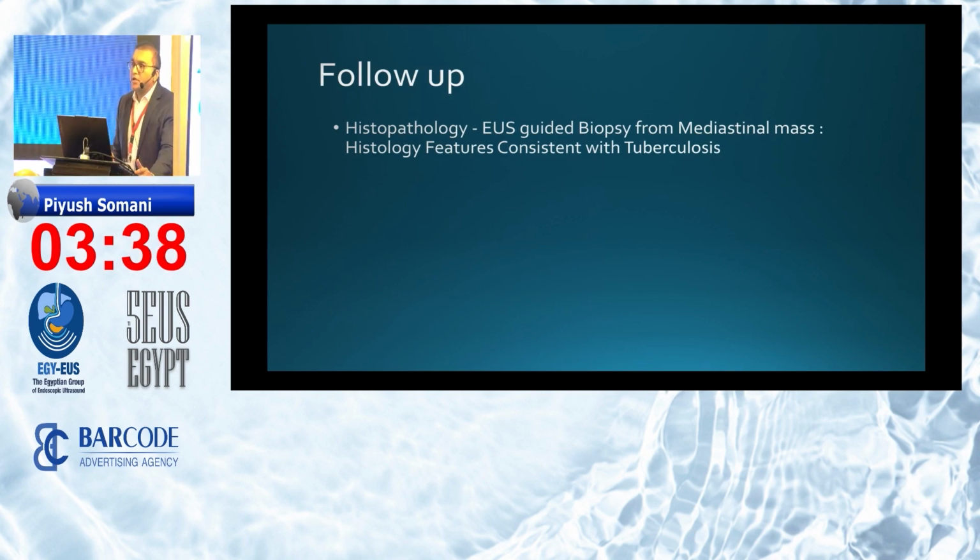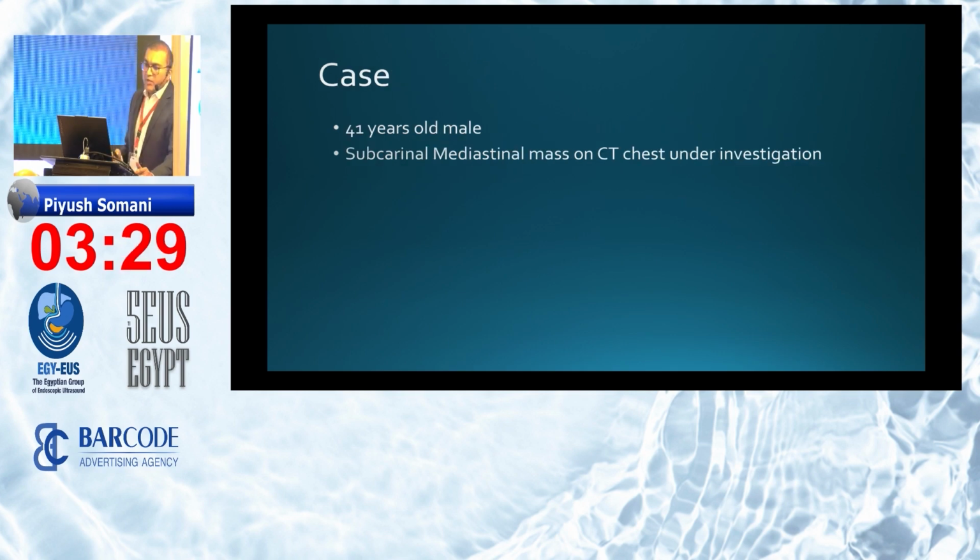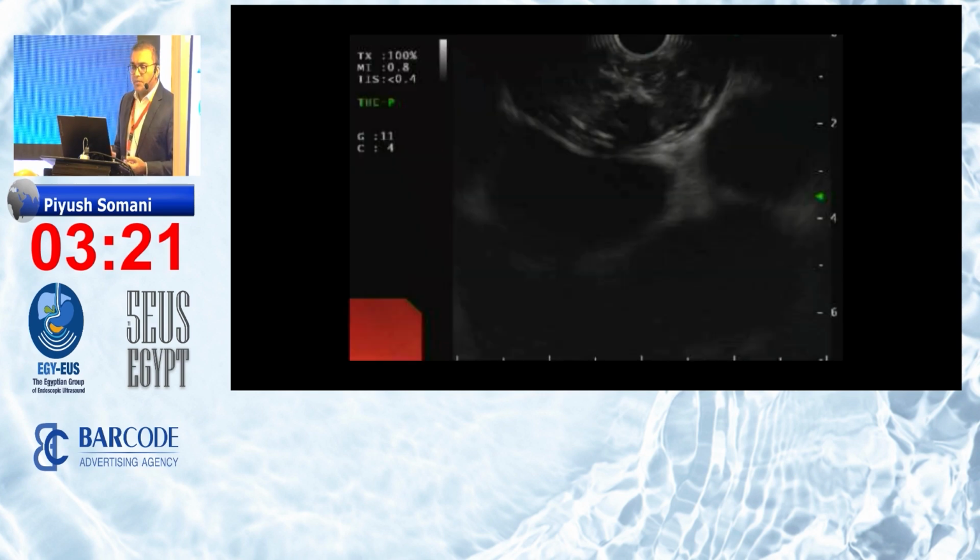She is undergoing treatment for the tuberculosis. So it was an unusual presentation, but we know that in our parts, we do get those kind of patients with tuberculosis. A 41-year-old male patient presented with chest pain, underwent a CT scan suggestive of a big mass in the subcarinal area, typical middle mediastinal mass.